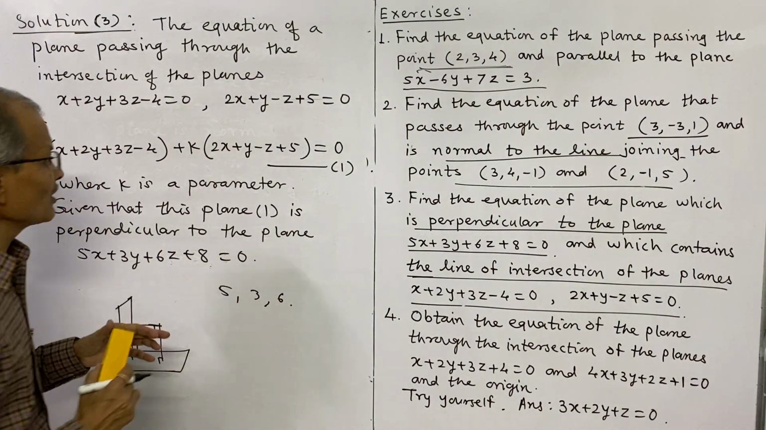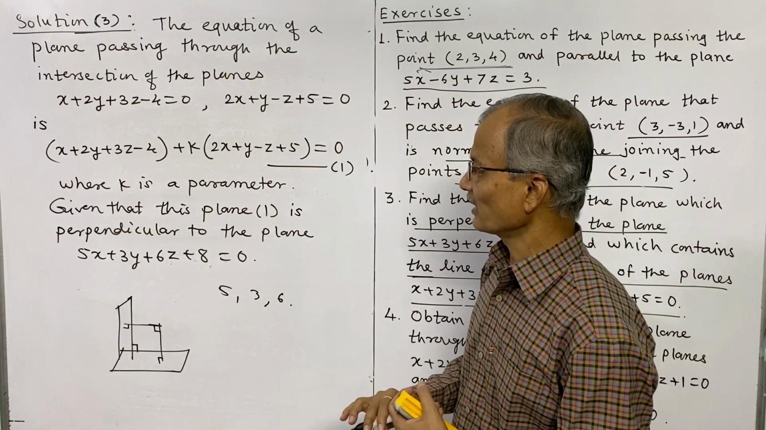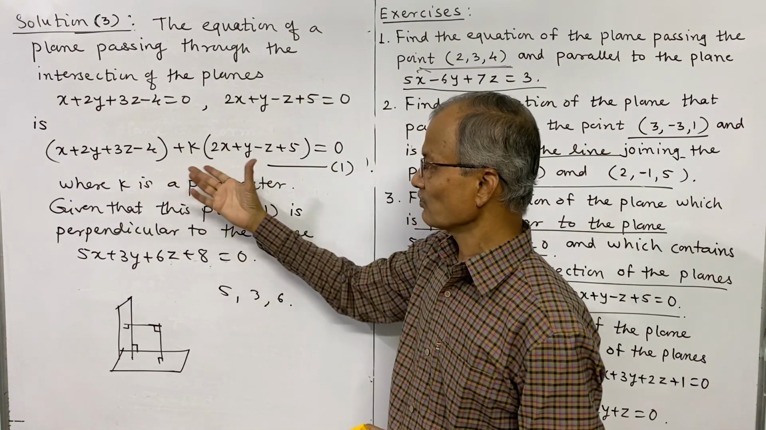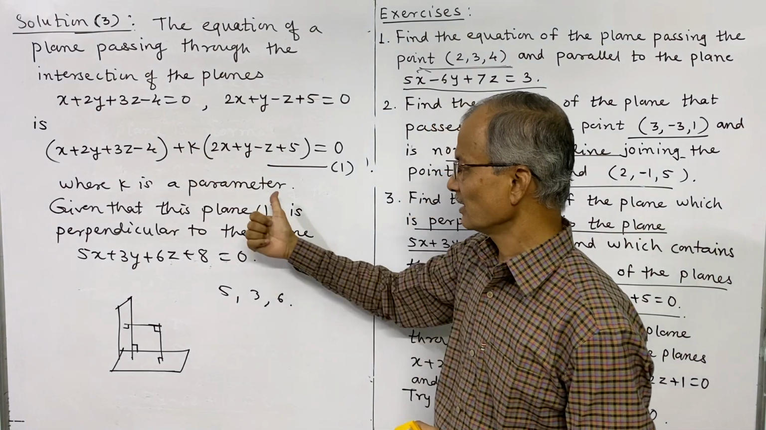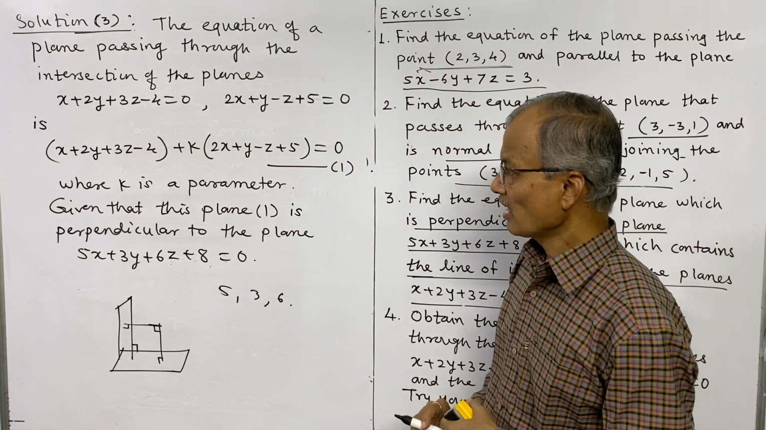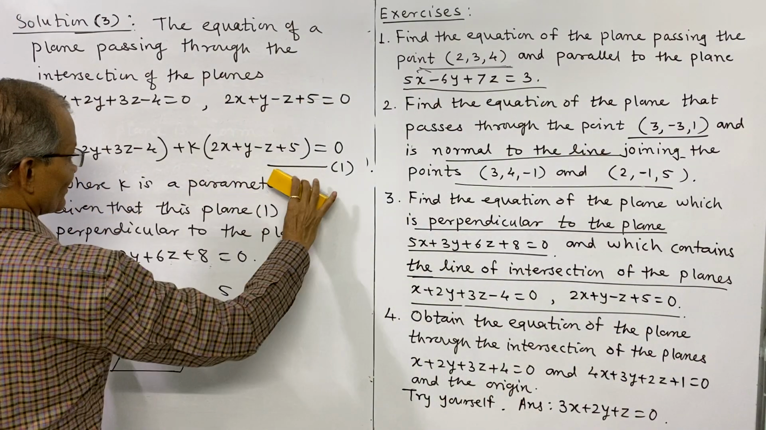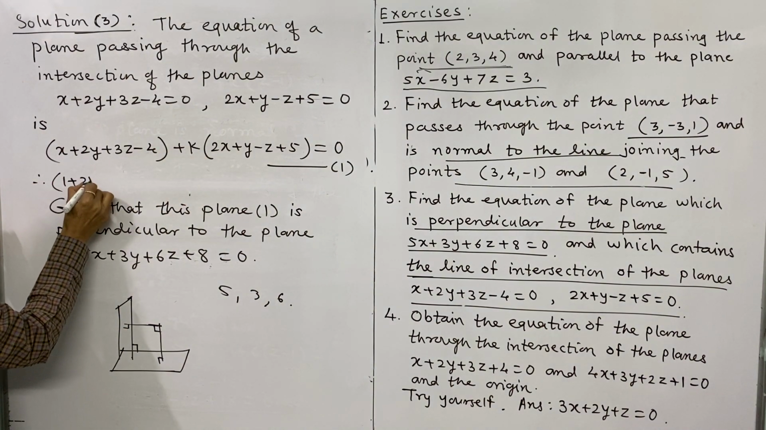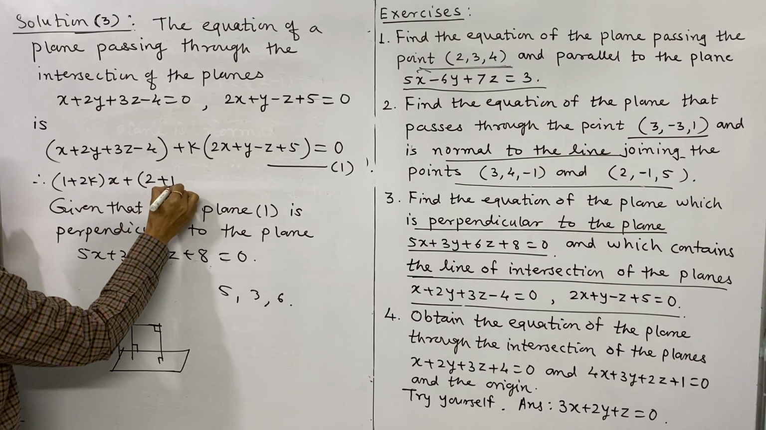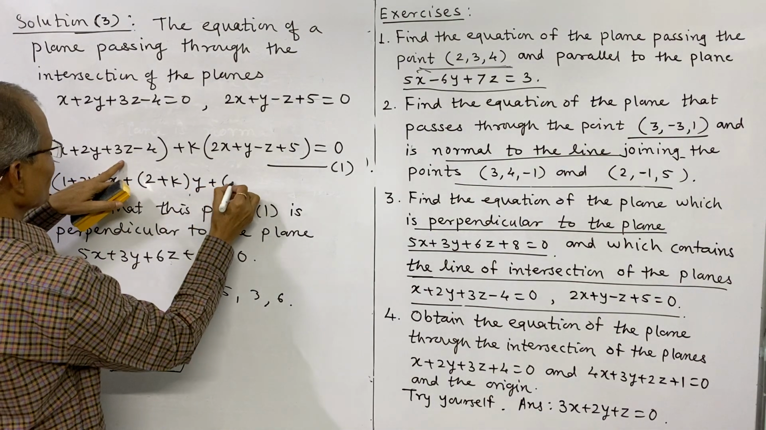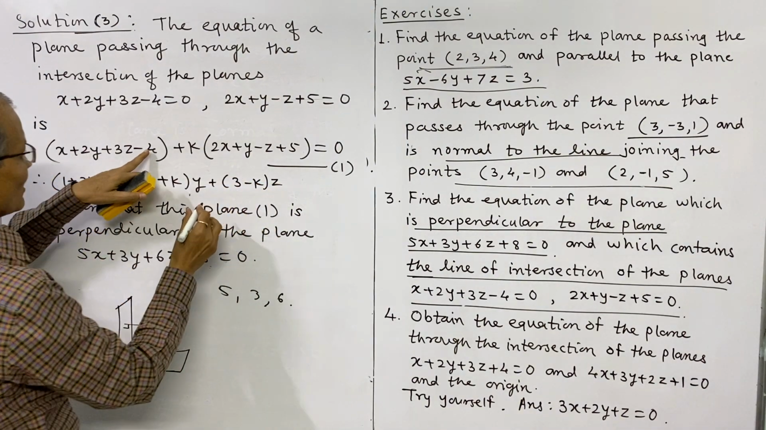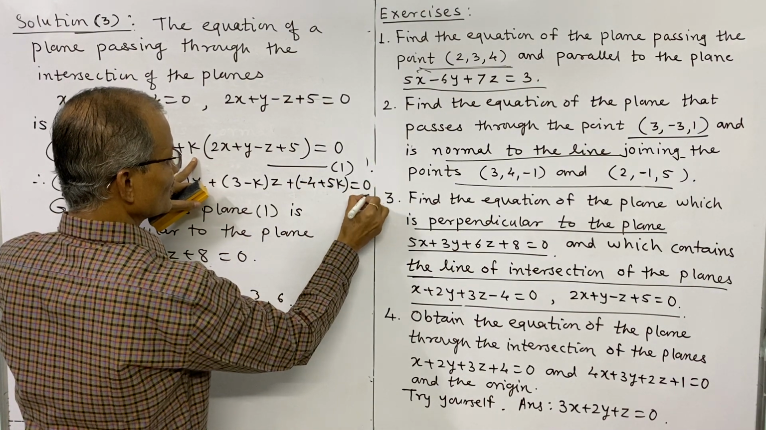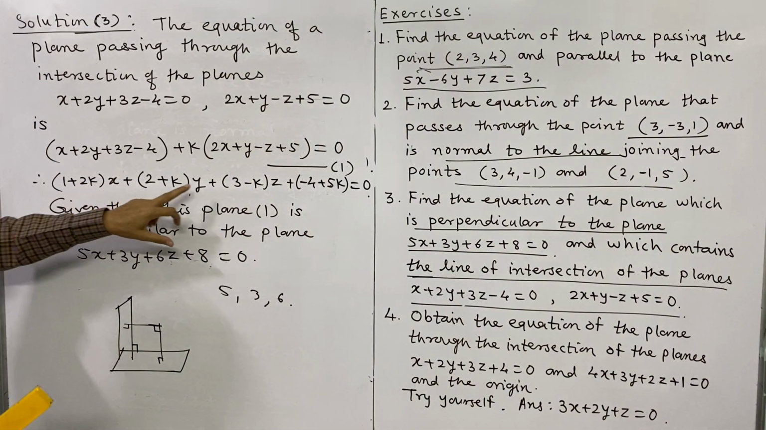And what are the DRs of the normal to this plane? That is to be obtained. See, actually this equation is to be written by collecting the coefficients of x, y and z, and then the equation gives the DRs of the normal. So where k is the parameter, I shall write the same equation in this form. That is, taking x together: (1 plus 2k) x plus (2 plus k) y plus (3 minus k) z plus (minus 4 plus 5k) is equal to 0. This is the equation. We have written this to write the DRs of the normal.